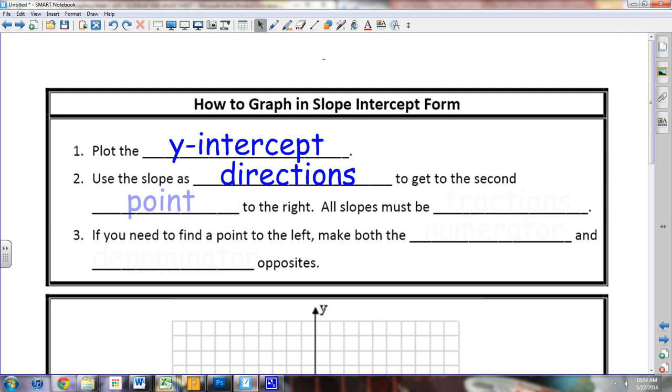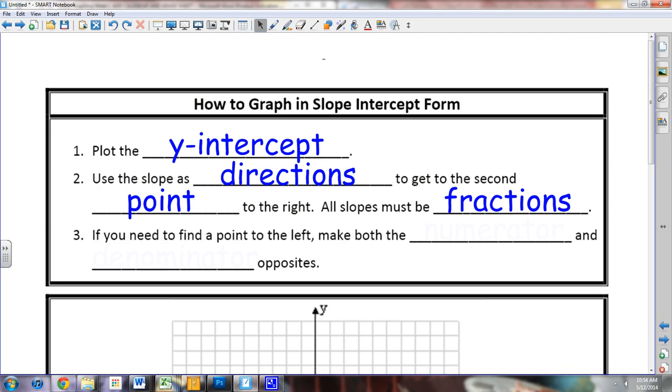It's really like following any map. Start here, drive this many miles in this direction, this many miles in that direction. All slopes must be fractions. If it's a whole number, we write a 1 underneath it. This is how we go from one point and find another point to the right.